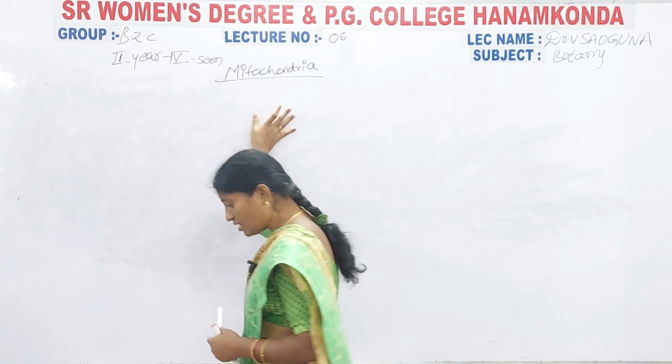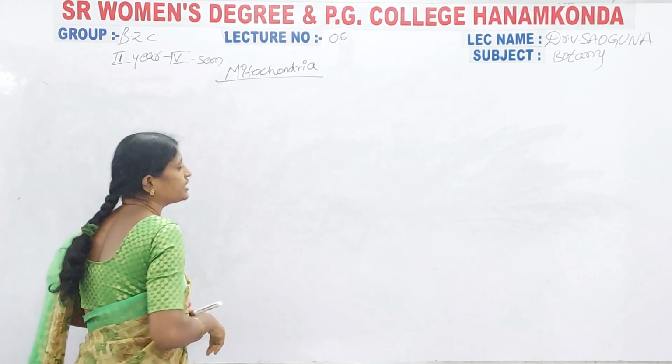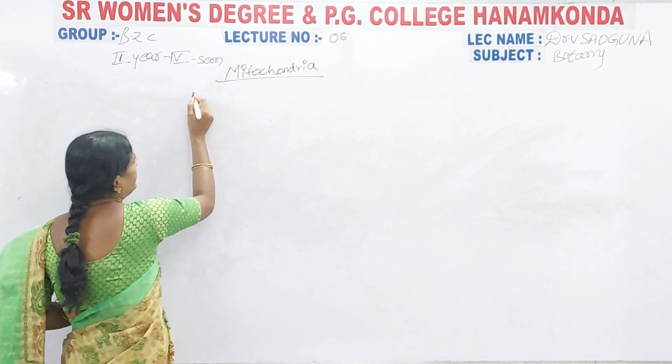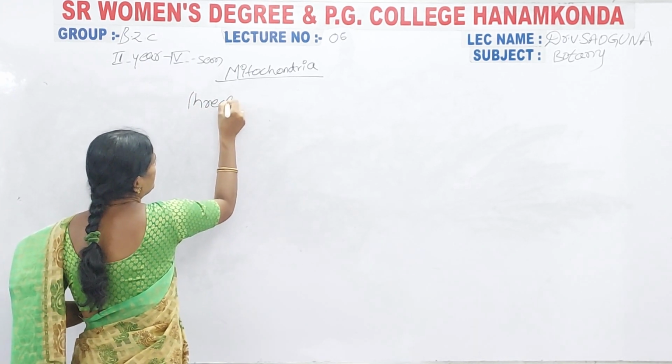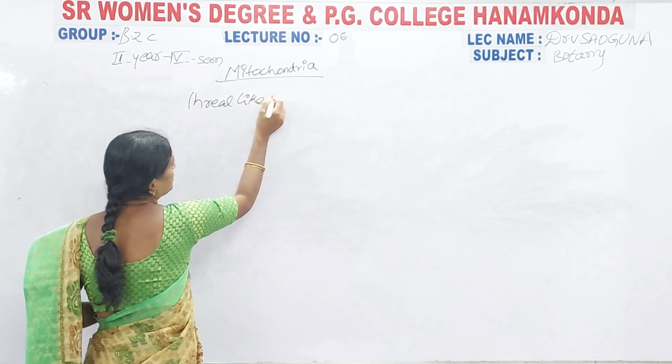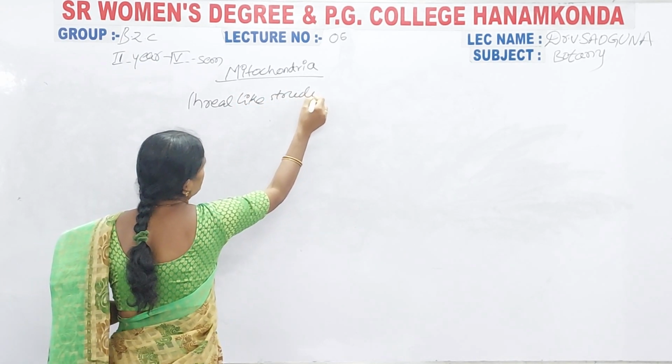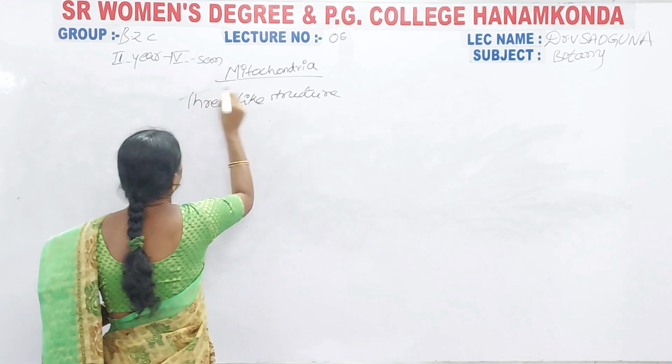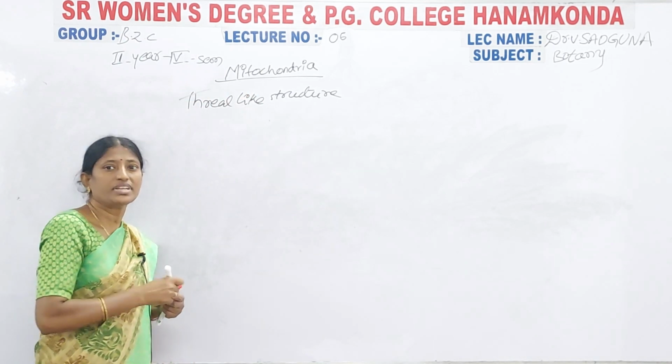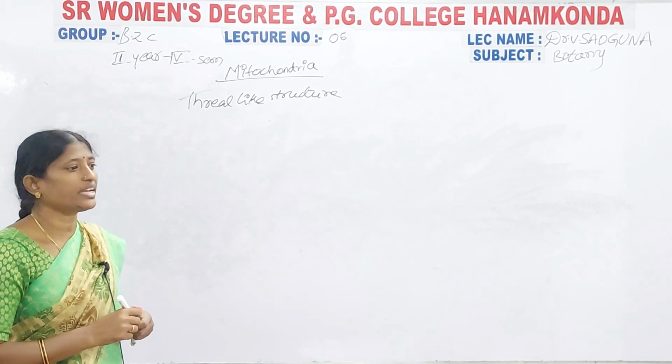So first of all, mitochondria. It is a thread-like structure. Mitochondria means thread-like structure.